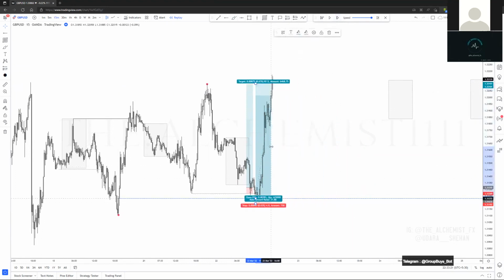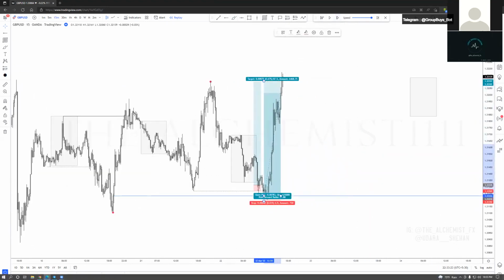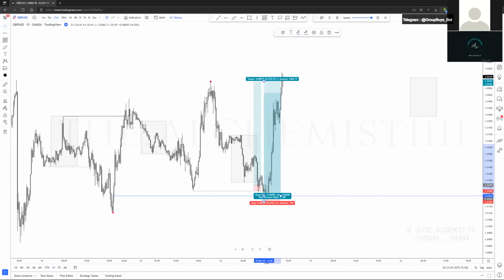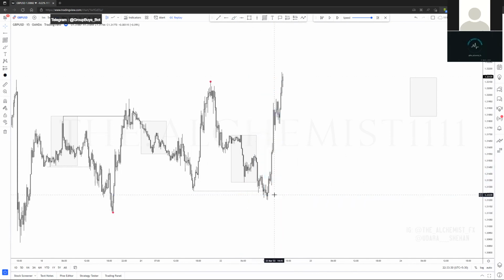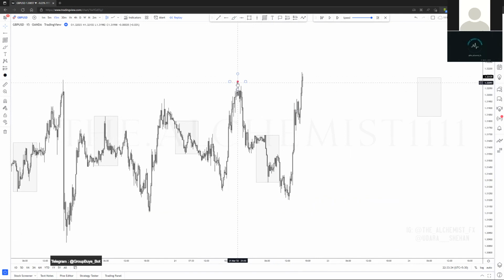Look how quick the move is. Timing was perfect. See, right at 11:30 p.m., London Frankfurt session, right at Frankfurt session, we had that. Nice. Can you understand that example? I hope it's clear.